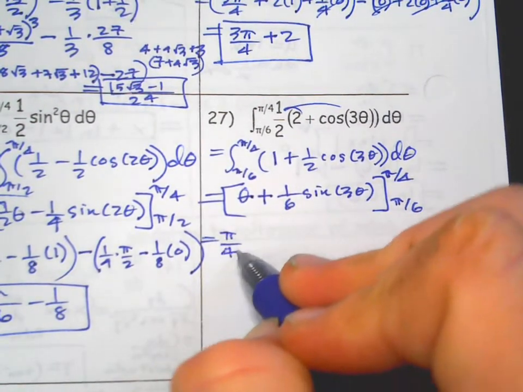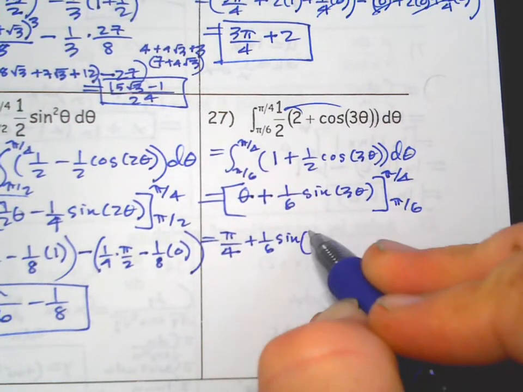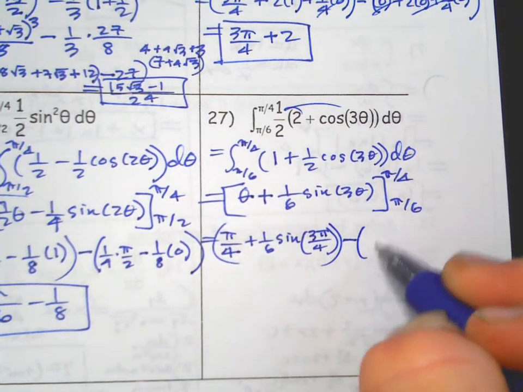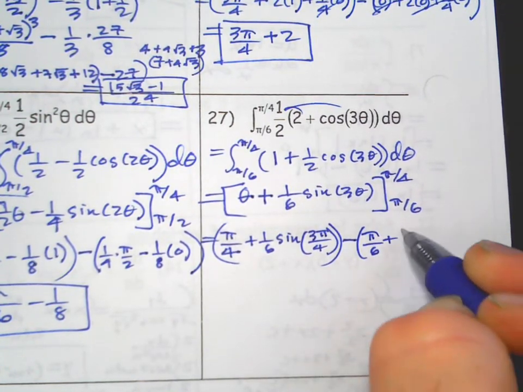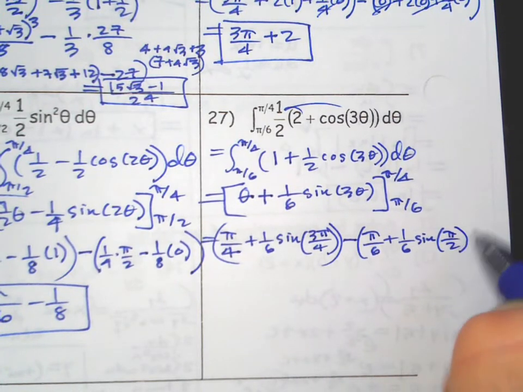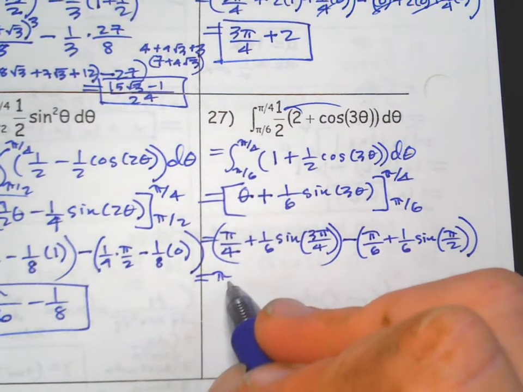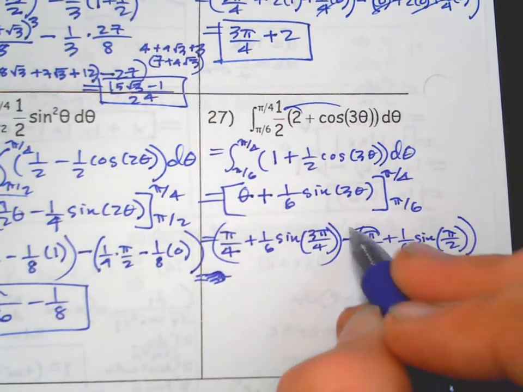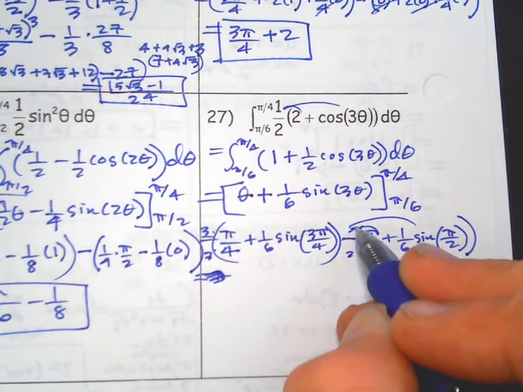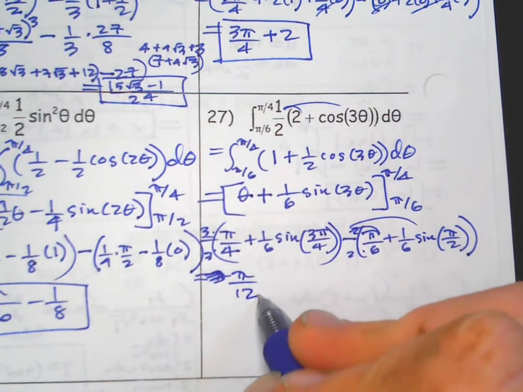Pi over 4. Sine of 3 pi over 4. Okay. We have to distribute that. Okay, give these guys the least common denominators to combine the pi terms together. So you have 3 pi over 12 minus 2 pi over 12. So you're going to get a positive pi over 12.